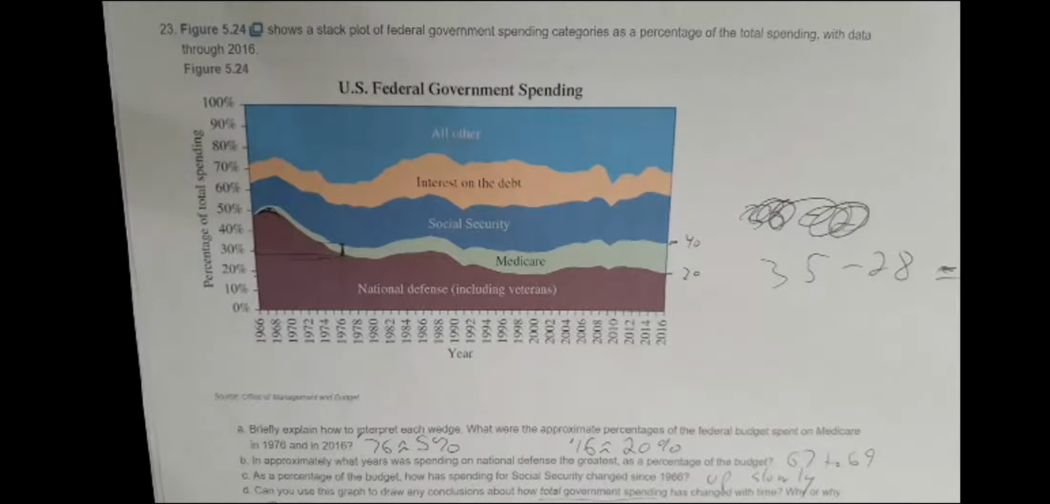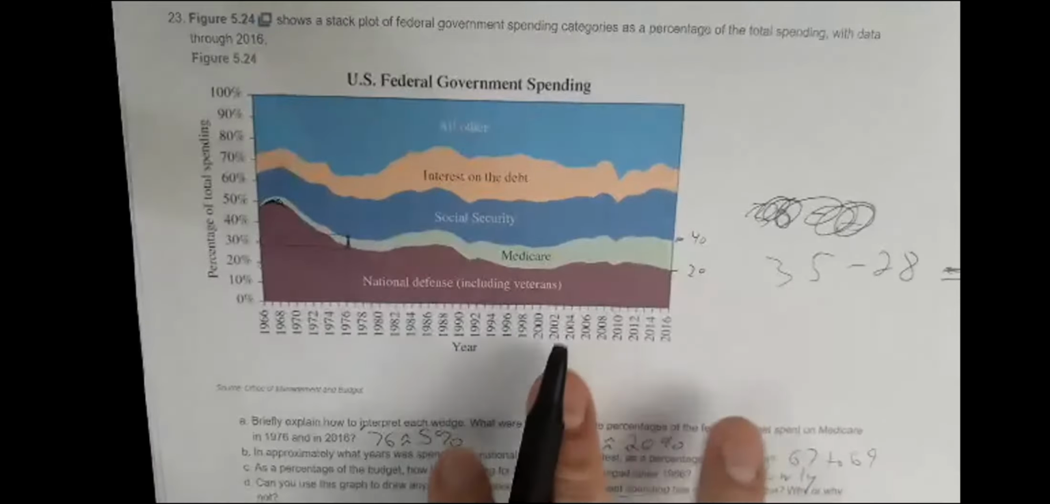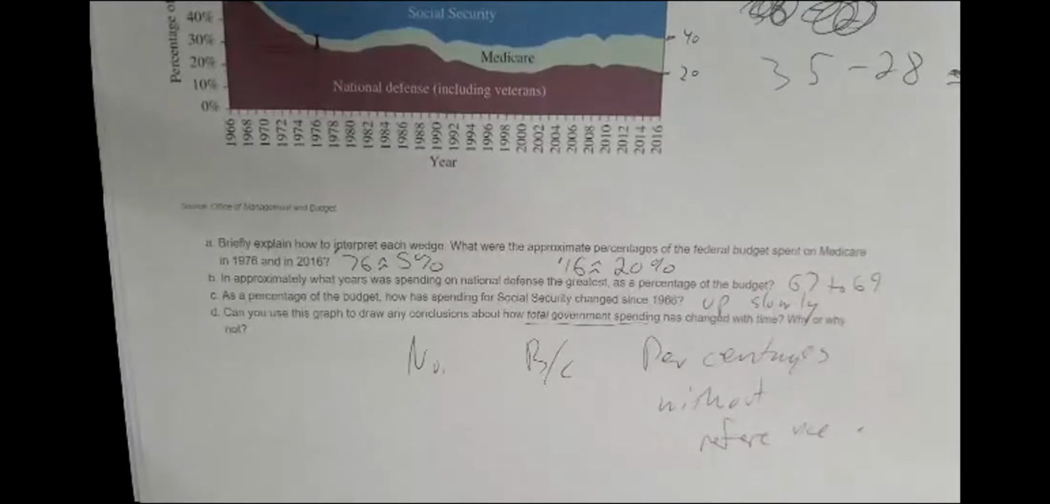So this doesn't actually tell you anything about the raw amount. It just tells you how it's partitioned up, right? It tells you relatively how much we're spending on each thing, but it doesn't tell you the total amount, the raw dollar amount, right? We don't see that on here.